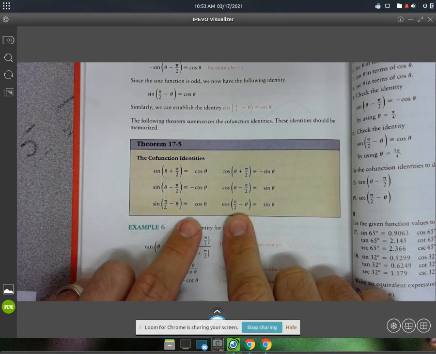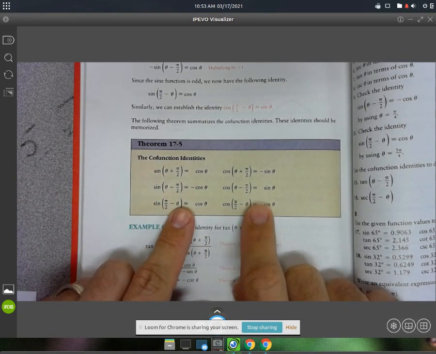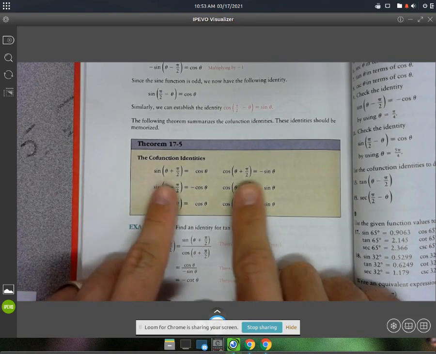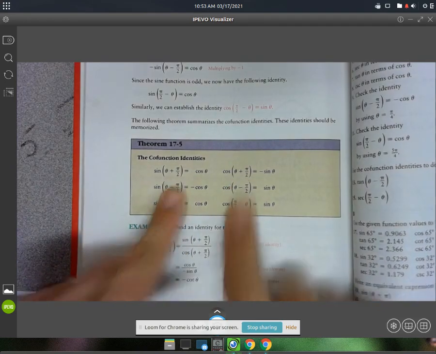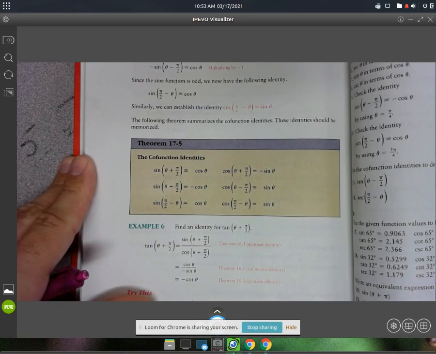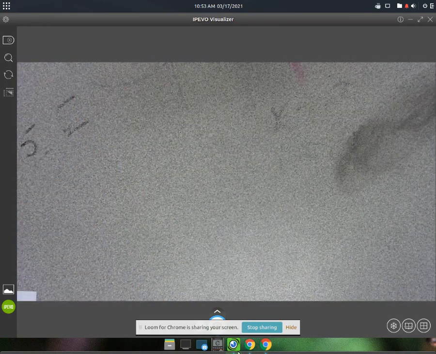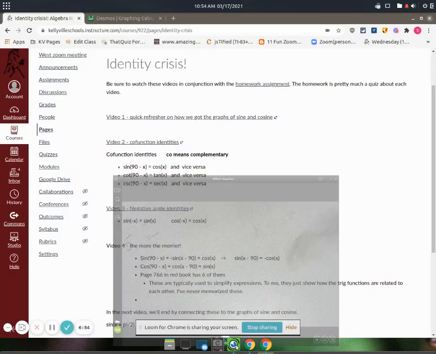So we've done the ones where it's theta minus 90, or if it's 90 minus theta. We've done these bottom 4. Now I'm going to look at these top 2 here. Okay. So theta plus 90. All right. Let's pretend we don't have it, and then we'll figure it out. Pause.